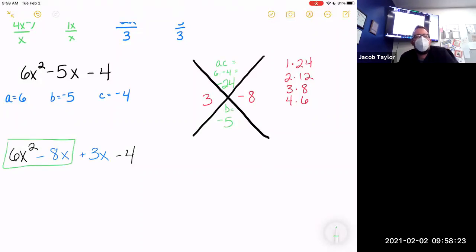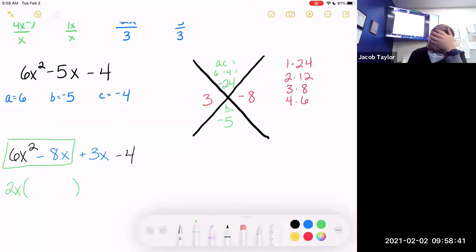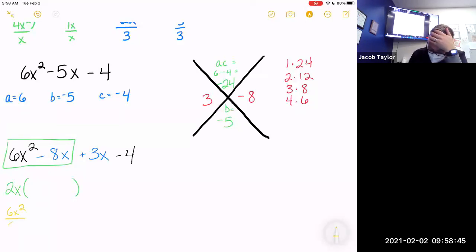Greatest common factor of 6x squared minus 8x. 2. No. I like 2. 2x. There, 2x. There we go. Okay, so to figure out what goes in there, I take the first term, which was 6x squared, and divide by the greatest common factor.